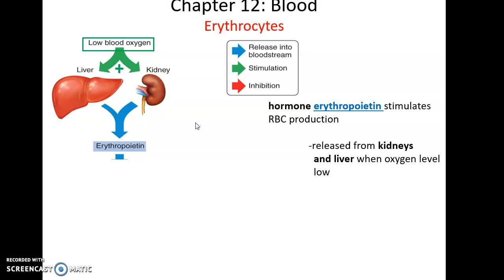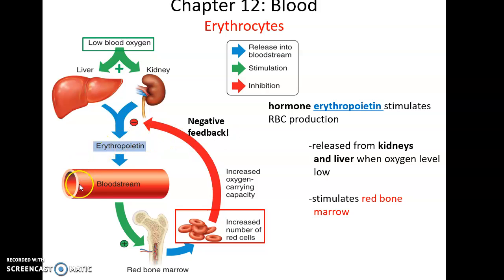So, as we know, when low oxygen levels in the blood are detected, this acts as a positive stimulus to cause the release of the hormone erythropoietin. The hormone erythropoietin, produced by the liver and/or the kidneys, goes into the bloodstream and then travels through the blood to the red bone marrow, where it increases the production of red blood cells.